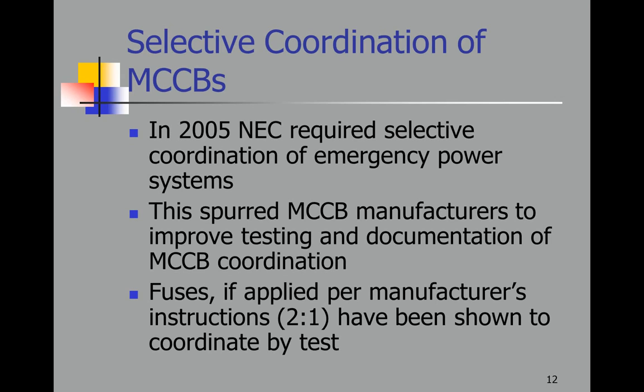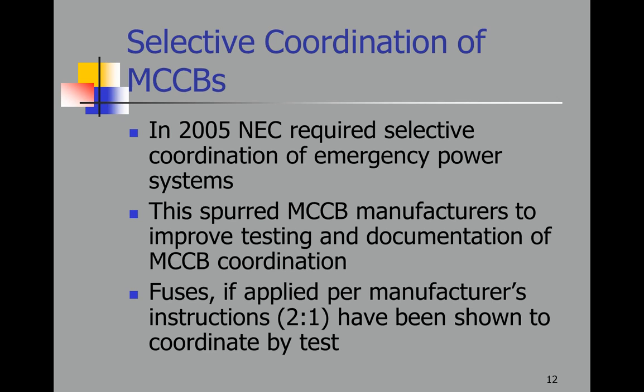The fuse manufacturers had a vested interest because they knew by test that if you apply fuses within the proper ratio, 2 to 1 or greater, the fuses will coordinate, even though it doesn't look like they will on the TCCs. So the multi-case circuit breaker manufacturers got to work and did similar testing and provided additional documentation, retested breakers to get a more accurate representation of the performance of the breakers in the instantaneous region.